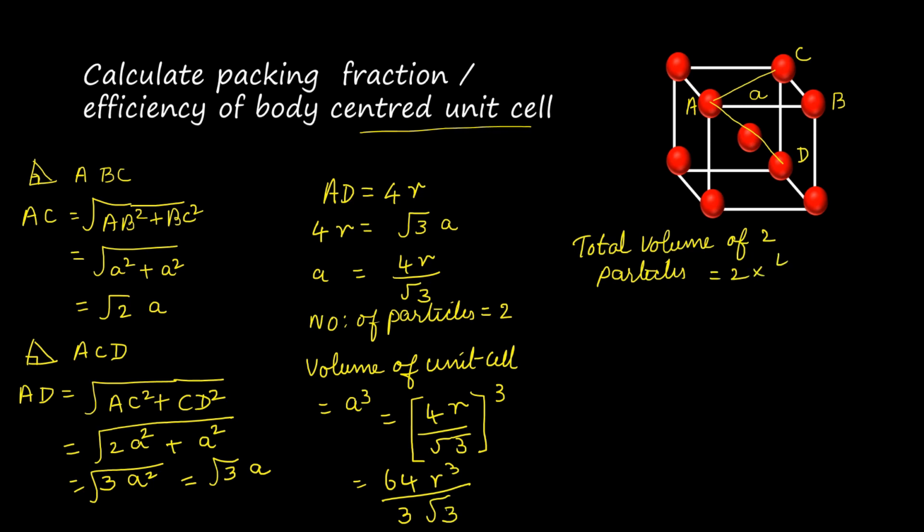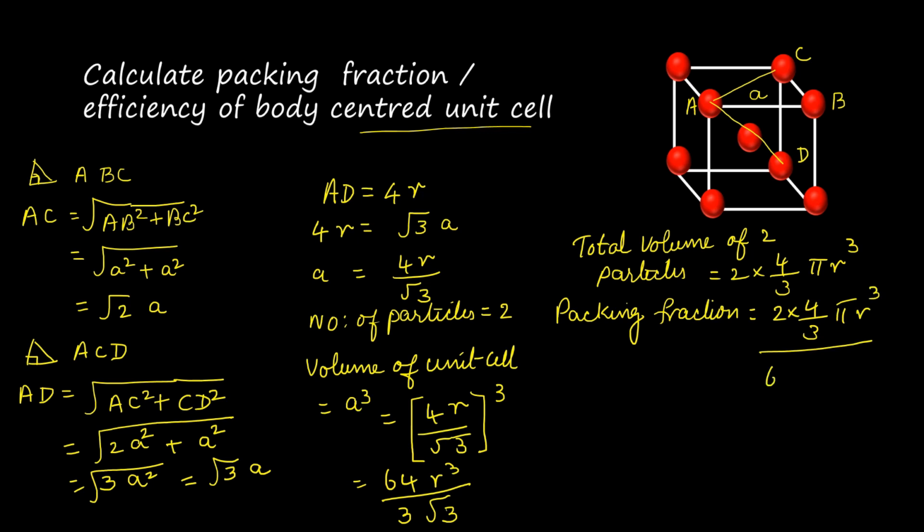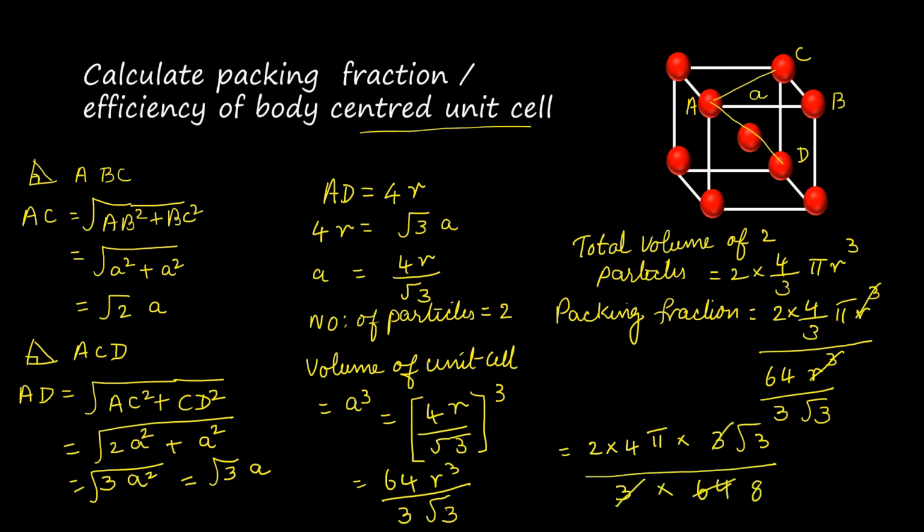Total volume of two particles is equal to 2 into 4 by 3 pi R cube. Packing fraction is equal to 2 into 4 by 3 pi R cube, the whole divided by 64 R cube by 3 root 3. R cube gets cancelled. This is equal to 2 into 4 pi into 3 root 3 by 3 into 64. This on simplification becomes pi by 8 root 3. The value will be 0.68. This is the packing fraction.